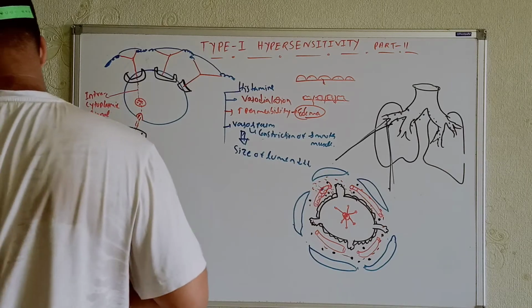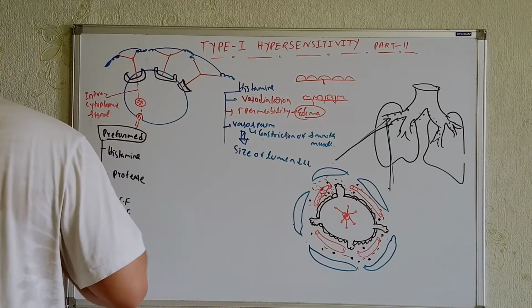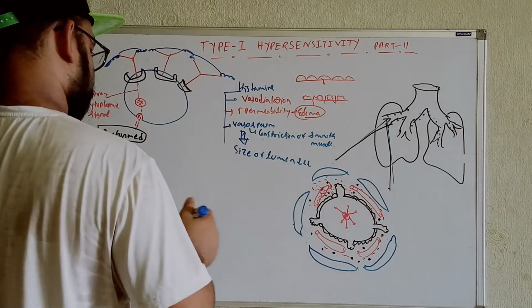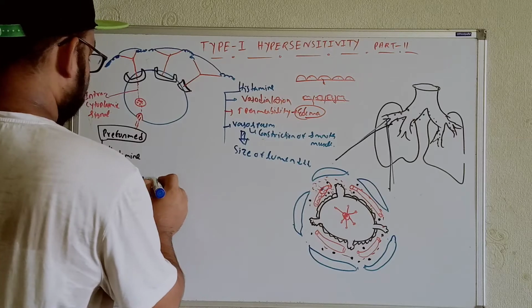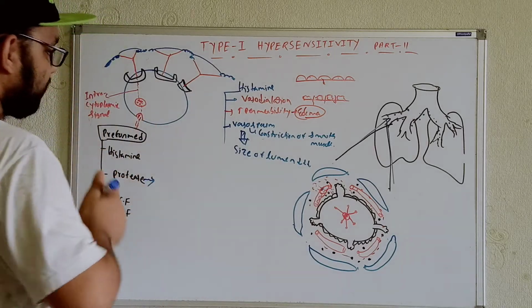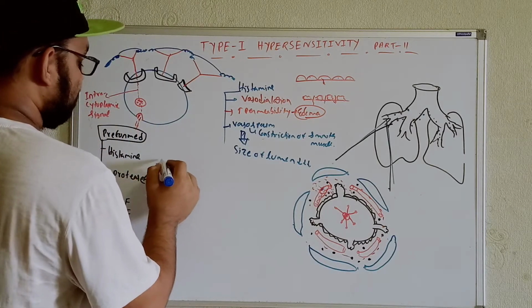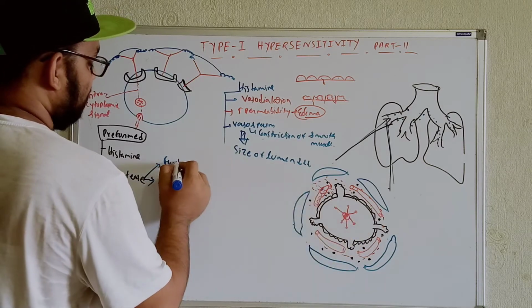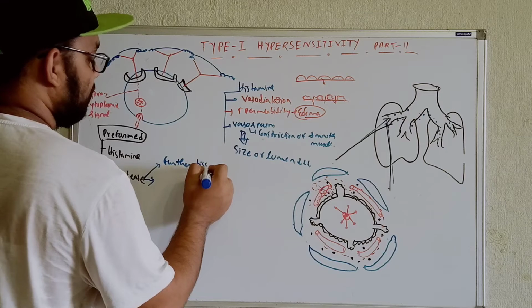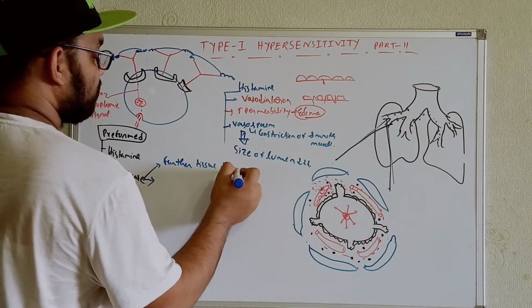Now we'll talk about the protease functions. What are the functions of the protease you will get over here? First, they will cause further tissue damage. Already damage is over here, and they will cause further tissue damage. So you can think about this. What conditions will we see over here?